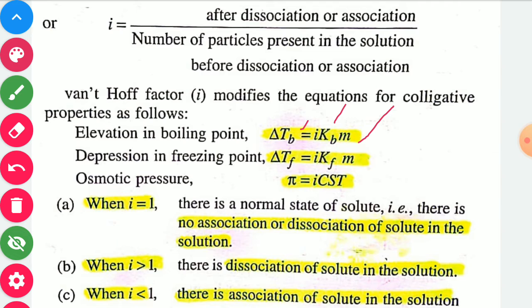When i is equal to 1, it indicates a normal state of solute, that is, there is no association or dissociation of solute in the solution. If i is greater than 1, it indicates there is dissociation of solute in the solution. If i is less than 1, it indicates association of solute in the solution.